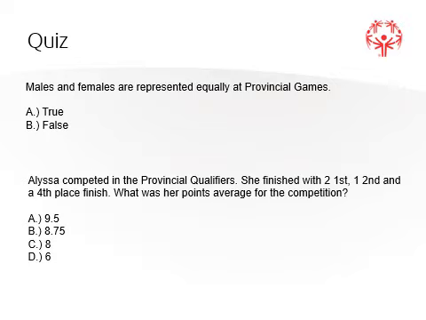Number 2. Alyssa competed at the provincial qualifiers. She finished with 2 first and 1 second and 1 fourth place finish. What was her points average for the competition? The answer is C. 8 is the correct answer. First place finishes are worth 10 points, second place finishes are worth 8, and a fourth place finish is worth 4 points respectively. This gives Alyssa a total of 32 points. Divide this by her 4 events and she ends up with an average points per event of 8.